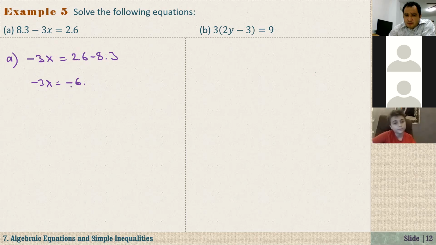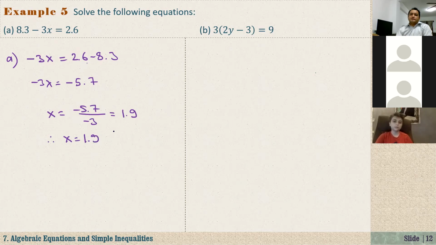6.3 or 5.7? Are you sure? Yeah, I think it's 5.7. Why? Because 5.7 plus 2.6: 5 plus 2, 7; 7 plus 6, it is 13, right? It is 8.3. So now x equals minus 5.7 over negative 3, which is equal to 1.9. The solution of this equation is 1.9.